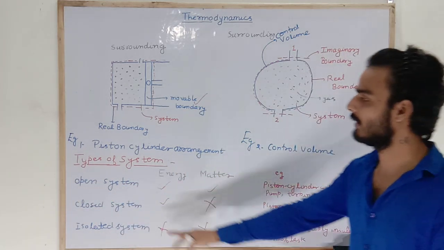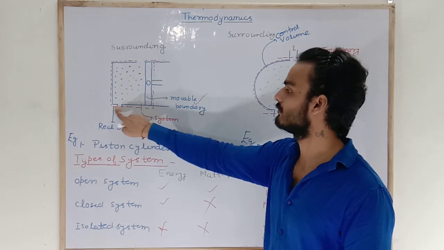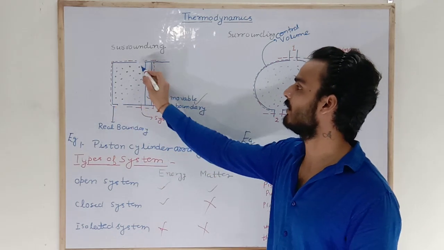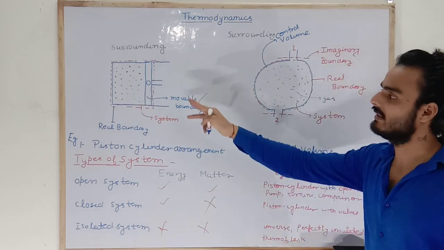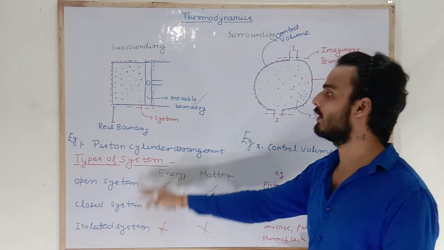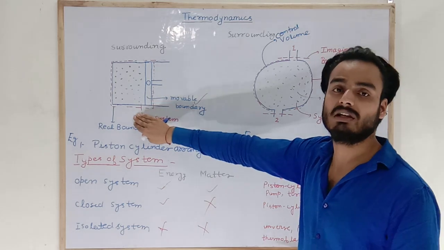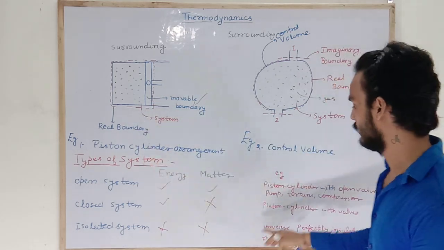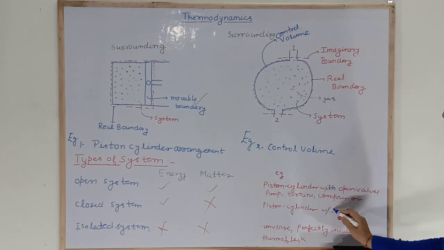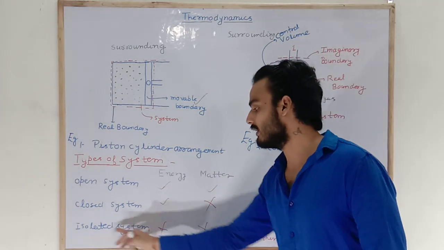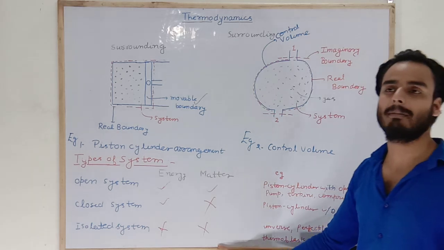Now in a closed system, if I remove these two valves, this is a piston cylinder arrangement without valves. This will be an example of a closed system because there is only transfer of energy, no transfer of matter. Now in an isolated system, there will be no transfer of energy and matter.